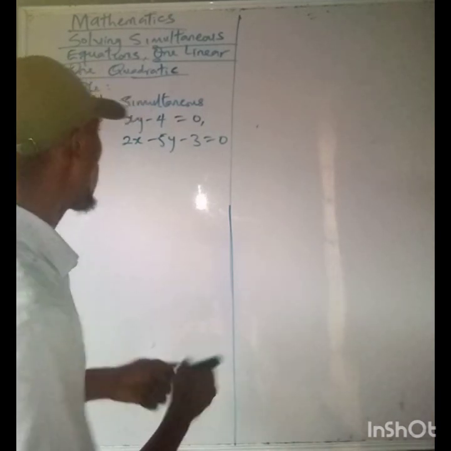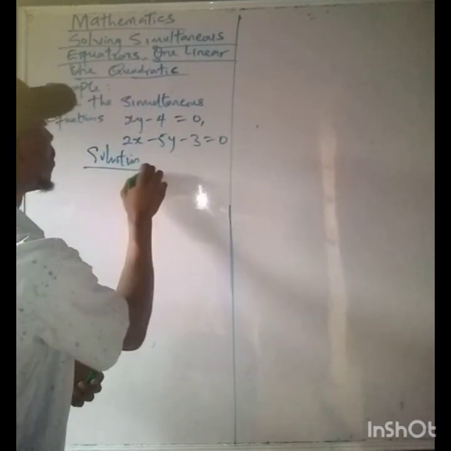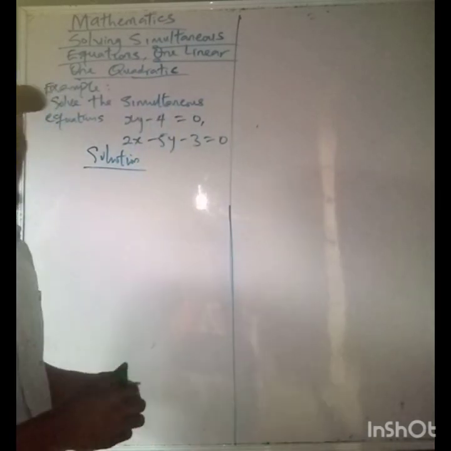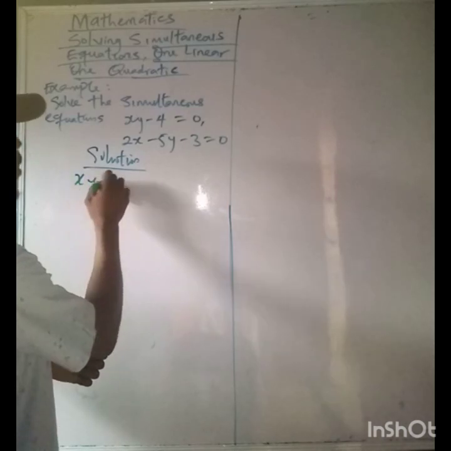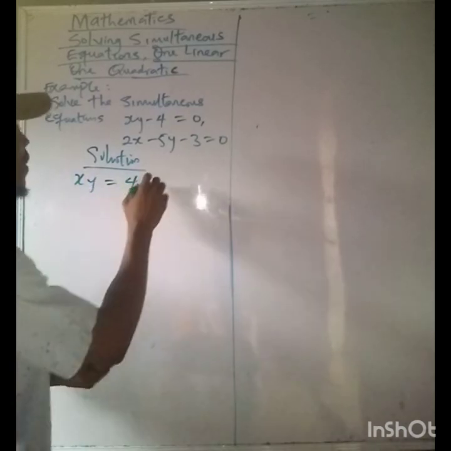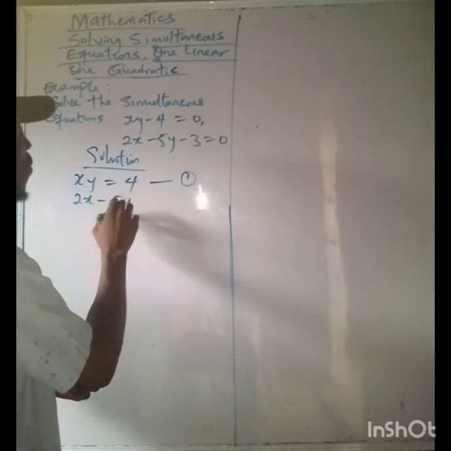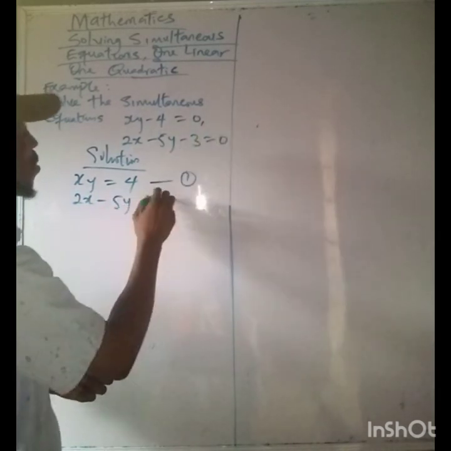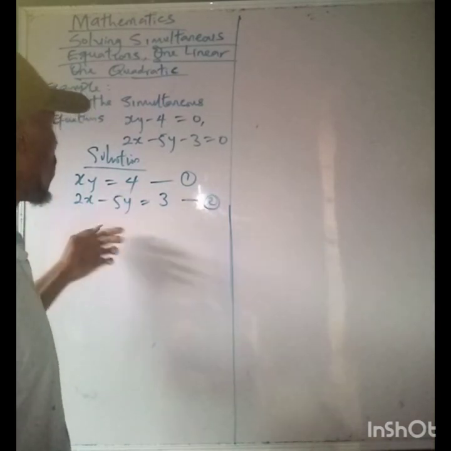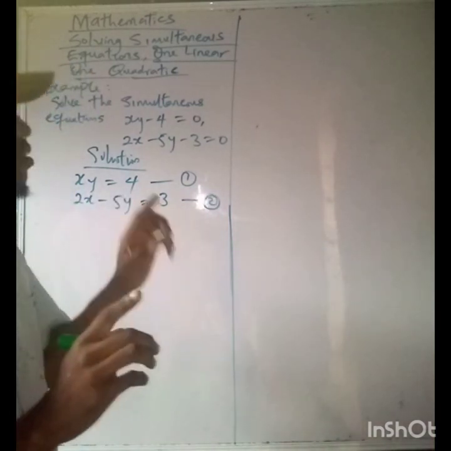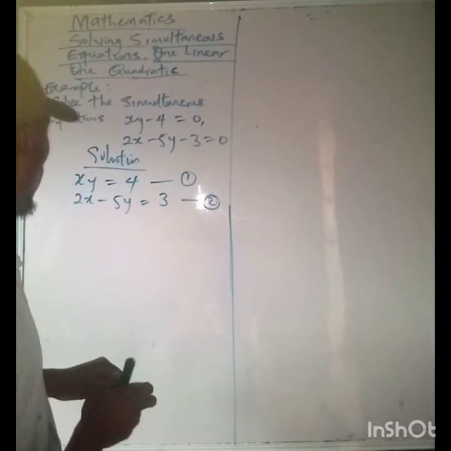Now, to solve this, what we need to do is just write the solution. Rearrange this, constant term, take it over here. Then we have xy equals 4. Label that as equation 1. And rearranging, 2x minus 5y equals 3, this coming over here. Equation 2. You can use either equation 1 or equation 2. Just make one of the variables the subject of the formula. Now let me use equation 1.